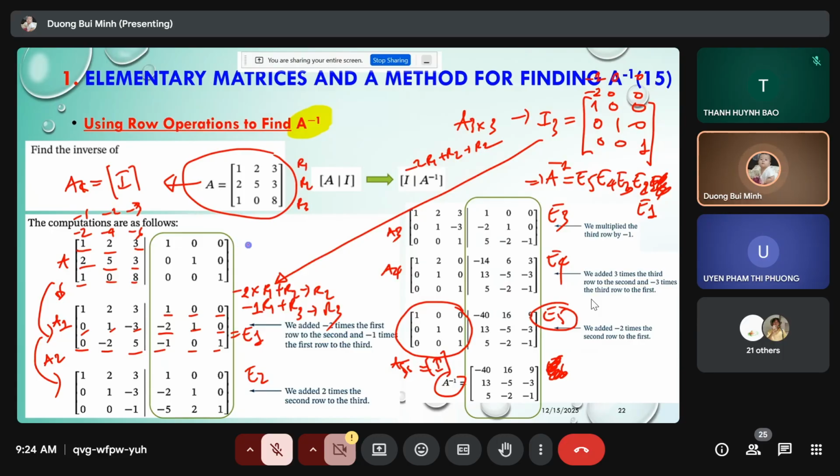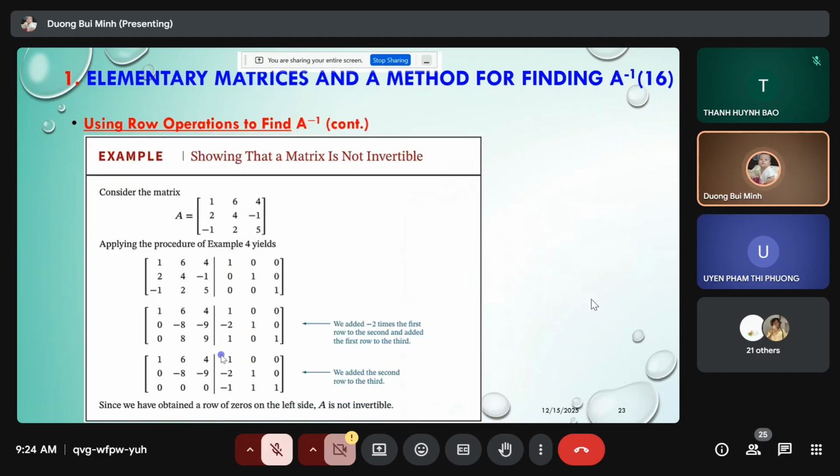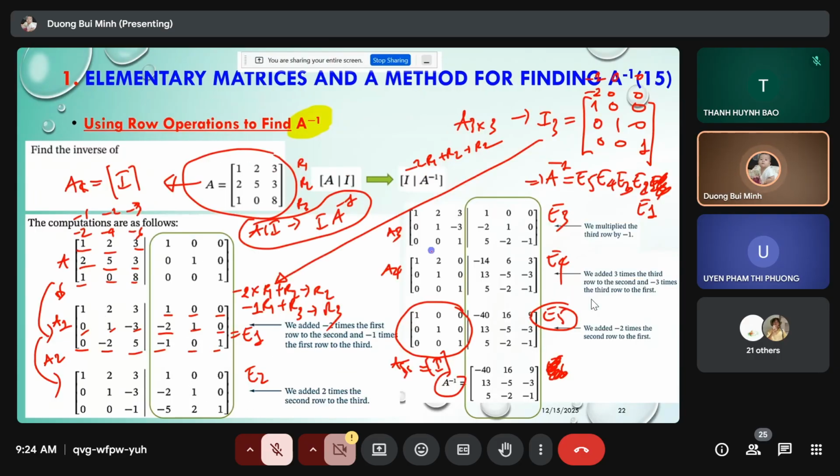This is the traditional method, right? This is the traditional method because we modify A to get the inverse of A. But if we apply E1, E2, you need to separate here. Anyway, we can make the comparison between the traditional method and the new method, not new, just the second method.